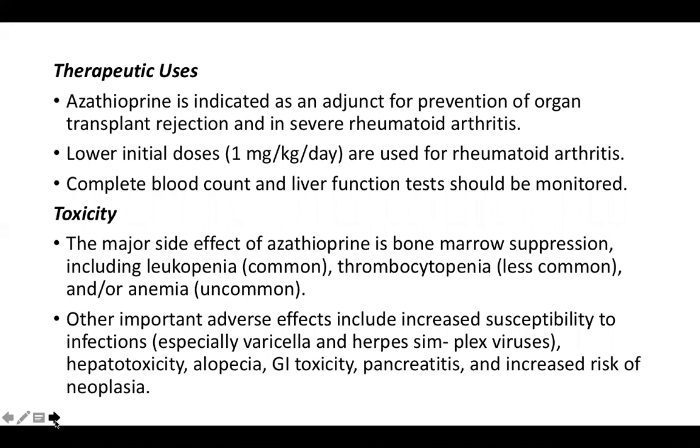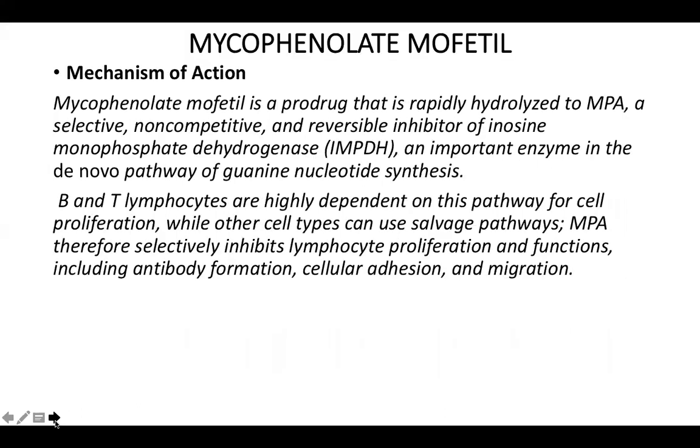The major side effect of azathioprine is bone marrow suppression. As a result of bone marrow suppression, what happens? The person becomes anemic, isn't it? So leukopenia, thrombocytopenia and anemia are seen in patients because of bone marrow suppression. Other adverse effects include increased susceptibility to infection, especially varicella and herpes simplex virus, hepatotoxicity, alopecia, GI toxicity, pancreatitis, and increased risk of neoplasia.